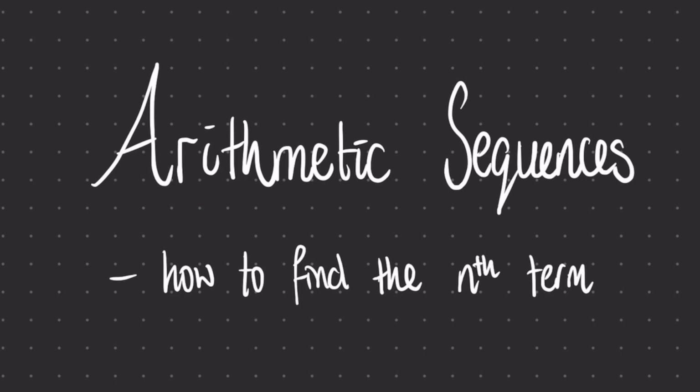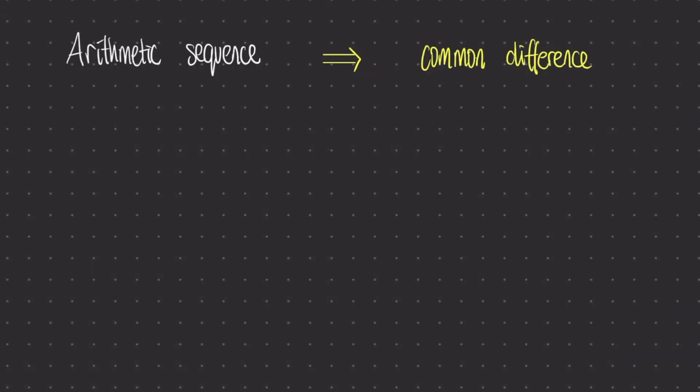The definition of an arithmetic sequence is a sequence that has a common difference between its terms. We can see for a sequence like this, the difference between consecutive terms is the same. This is what we describe as the common difference. So between 2 and 5, we're adding 3. Between 5 and 8, we're adding 3, and so on.